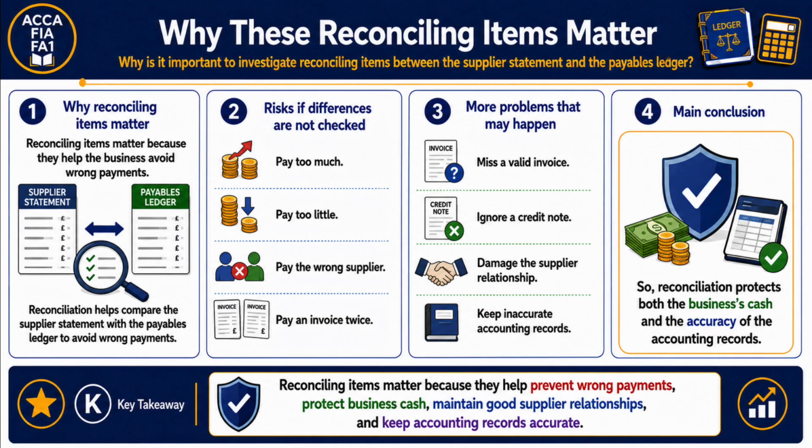Why these reconciling items matter. Reconciling items matter because they help the business avoid wrong payments. If the business does not investigate differences, it may pay too much, pay too little, pay the wrong supplier, pay an invoice twice, miss a valid invoice, ignore a credit note, damage the supplier relationship, keep inaccurate accounting records. So, reconciliation protects both the business's cash and the accuracy of the accounting records.